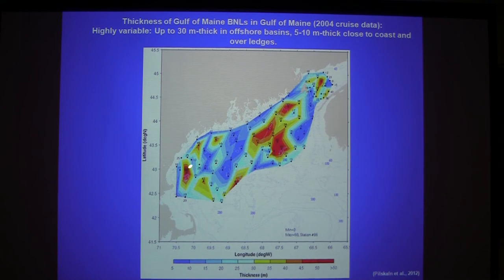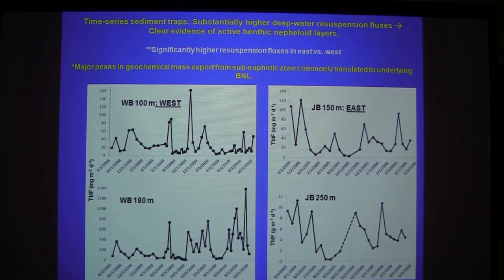And again, if we plot these in a different manner, we can see that there's movement out from the coastal current depths into Wilkinson Basin. So there's connection, and there's definitely thickness and no lack of resuspension in the near bottom in the Gulf of Maine. I showed you briefly some of this before, but the time series sediment traps overall substantiate this.